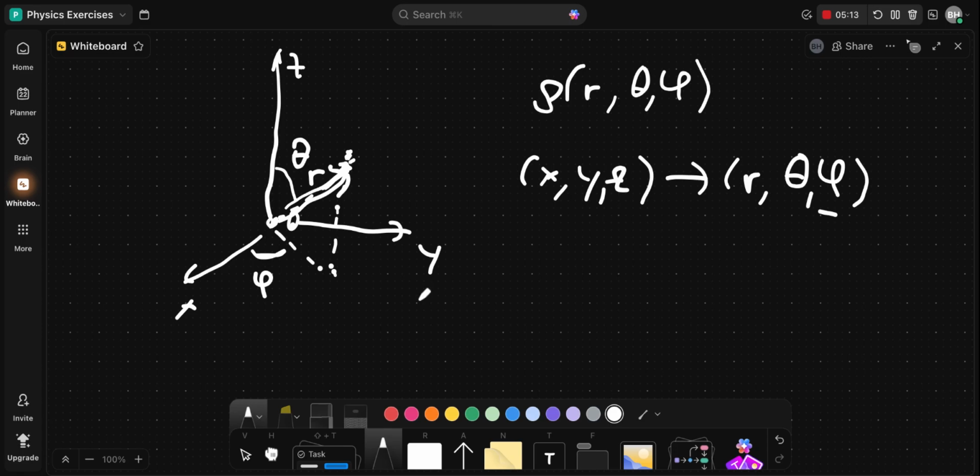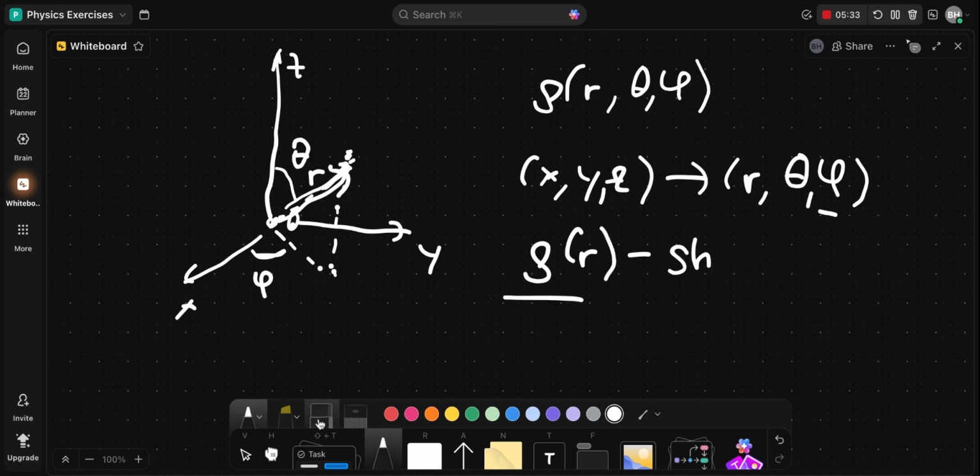Now what we mean by spherical symmetry is that the charge distribution depends only on r. So no theta nor phi dependence. That's what we mean by spherical symmetry.